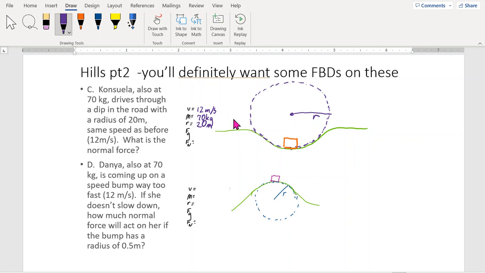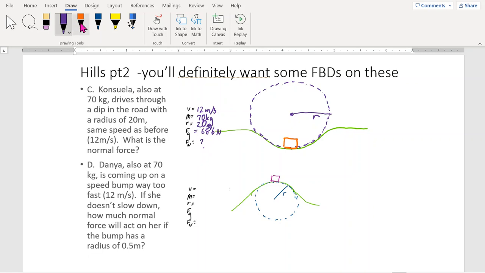If the circle is above the ground or below the ground, that's not really important for the radius. Radius is not a vector, so it's just going to still be 20. The gravitational force is the same as before, because the mass is not changing and the acceleration due to gravity is not changing. So 686 newtons. And once again, we're looking for the normal force.